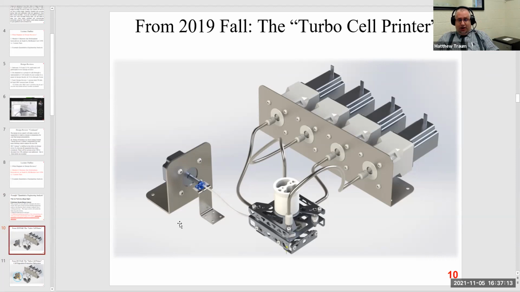So I show you this image because this is another 3D bioprinter. This is from fall 2019. They call this the turbo cell printer. So this was the final project for 4501 that semester. And you can see it has all the similar elements of the 3D bioprinter that I showed you before in the context of the design review. There's this sort of white thing here, which is where the 3D bioprinter mounts onto the microscope.